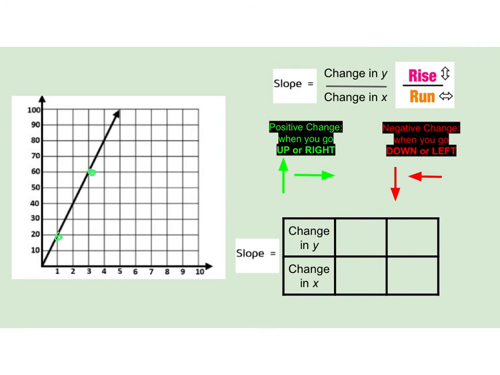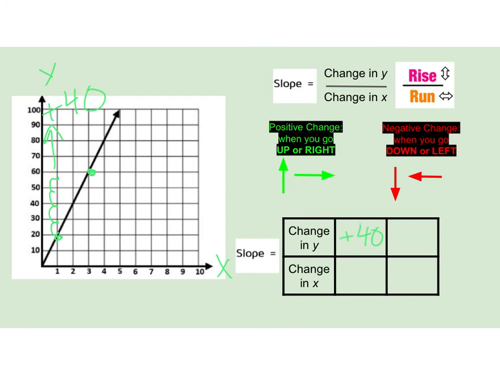Now we're going to look at that same graph using rise over run. Again, we got to pay attention to how our axes are numbered. Our y-axis is numbered by tens, and our x-axis is numbered by ones. First, let's look at our change in y, which is our rise. So I went up 4 spaces, but I have to count by 10. So 10, 20, 30, 40. So I went up 40, so my change in y is positive 40.